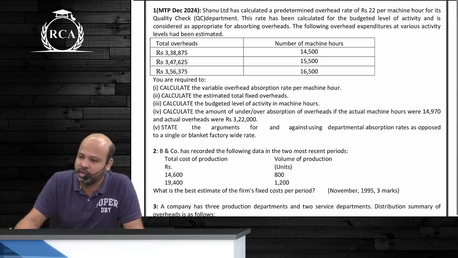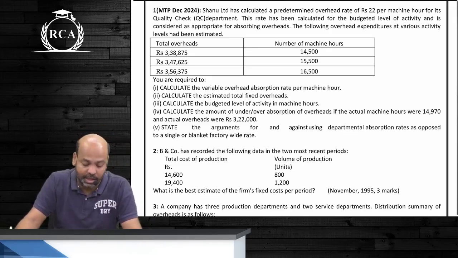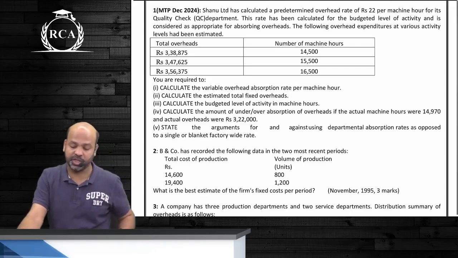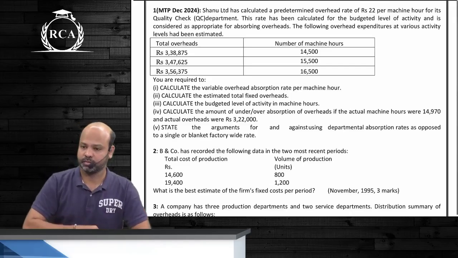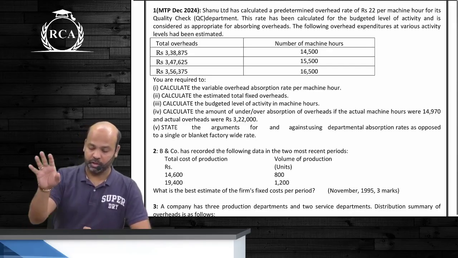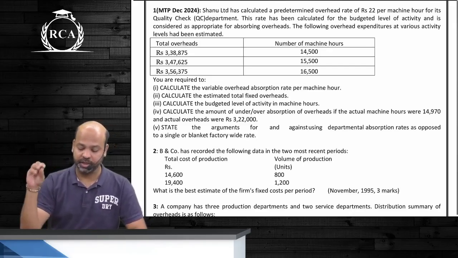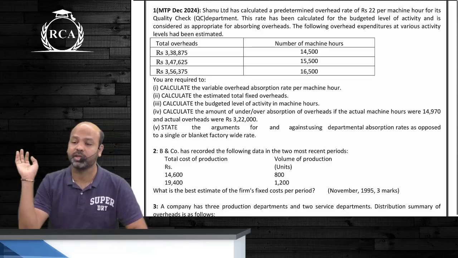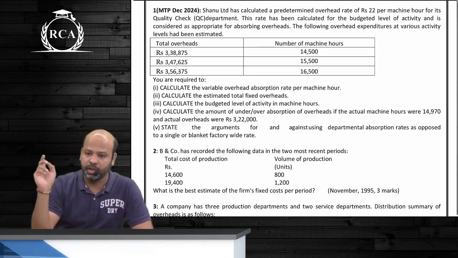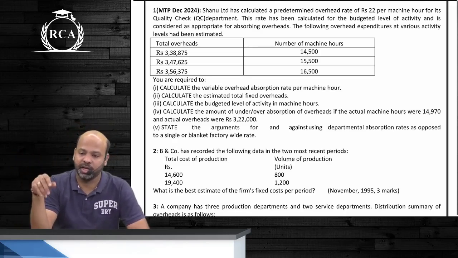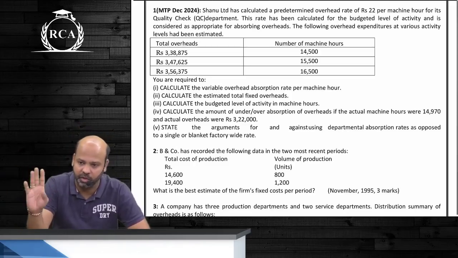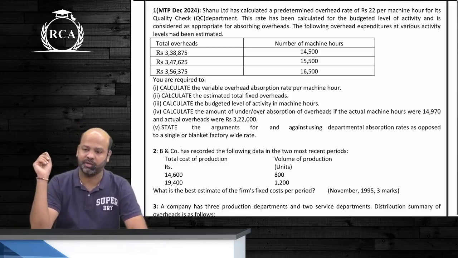Are we understanding this? Next, beta, calculate the budgeted level of activity in machine hours. He is saying, okay, you have three data points: 14,500, 15,500, 16,500. But which among them is budgeted activity? Or it could be none of the three. We do not know. You tell us what is the budgeted level of activity.